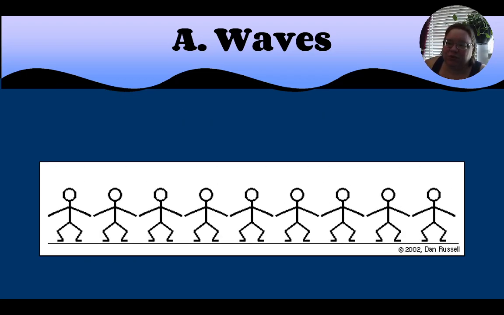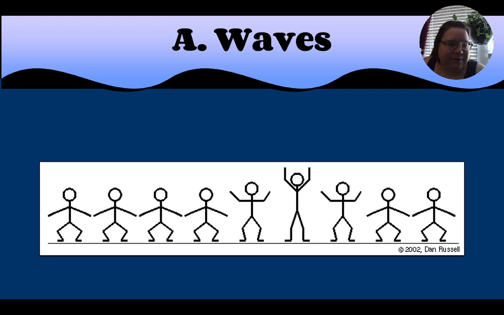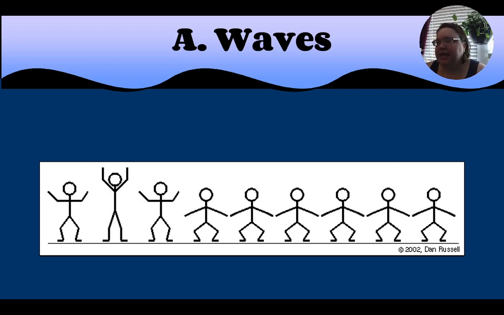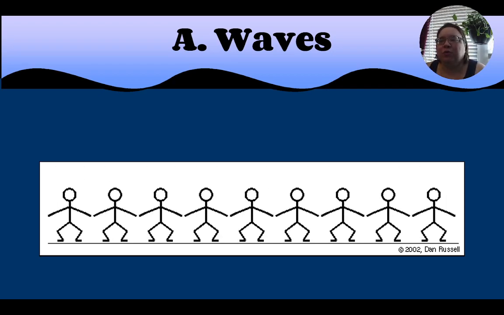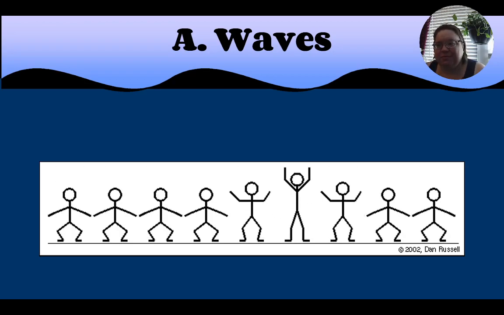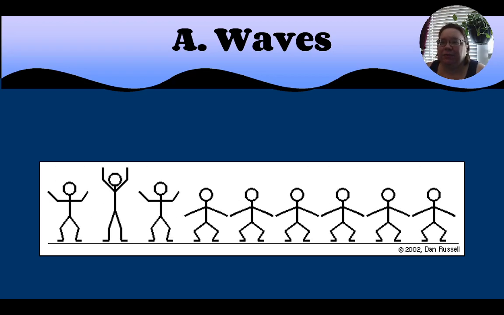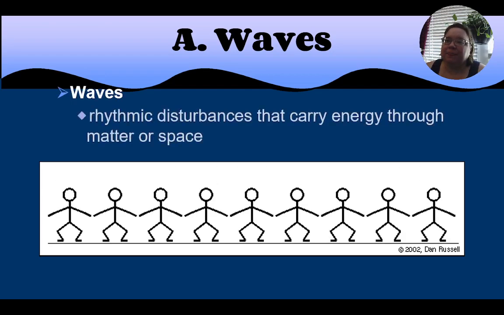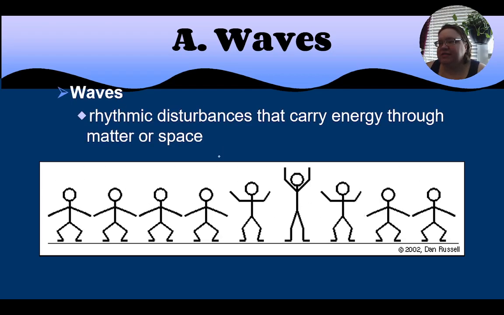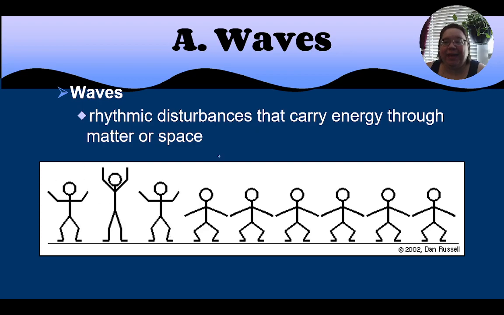So this is a nice visual representation of a wave. If you've ever been to a sporting event, you may have actually done it. It is energy moving through a medium. The medium in this particular case is the people standing and sitting down. So waves tend to repeat and have predictable patterns.